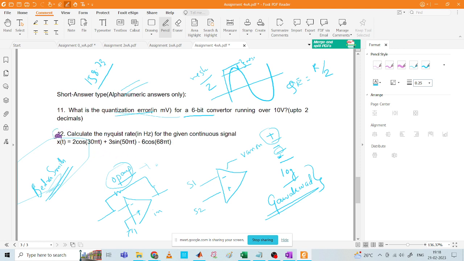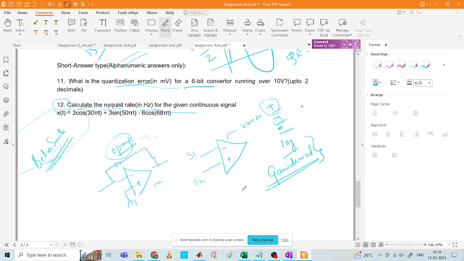Can anyone tell me what the Nyquist rate is? I'll tell you that the Nyquist rate is the rate at which you should sample a signal so that it can be reconstructed easily. You have one signal, you apply Nyquist sampling and convert it into a digital signal. From the digital signal, if you want to reconstruct the same analog signal, that is possible only when the sampling rate is twice the maximum frequency present in the signal. So for this one, what should be the Nyquist rate?